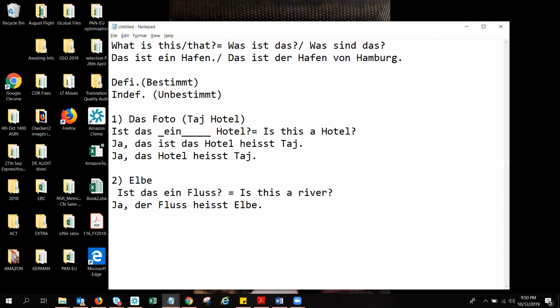Okay, so there is a church. The church name is Michel Kirche. So, is this a church? What would it be in German? I forgot the church article. Die Kirche. Okay. Is this eine Kirche? Ist das eine Kirche? Ja.